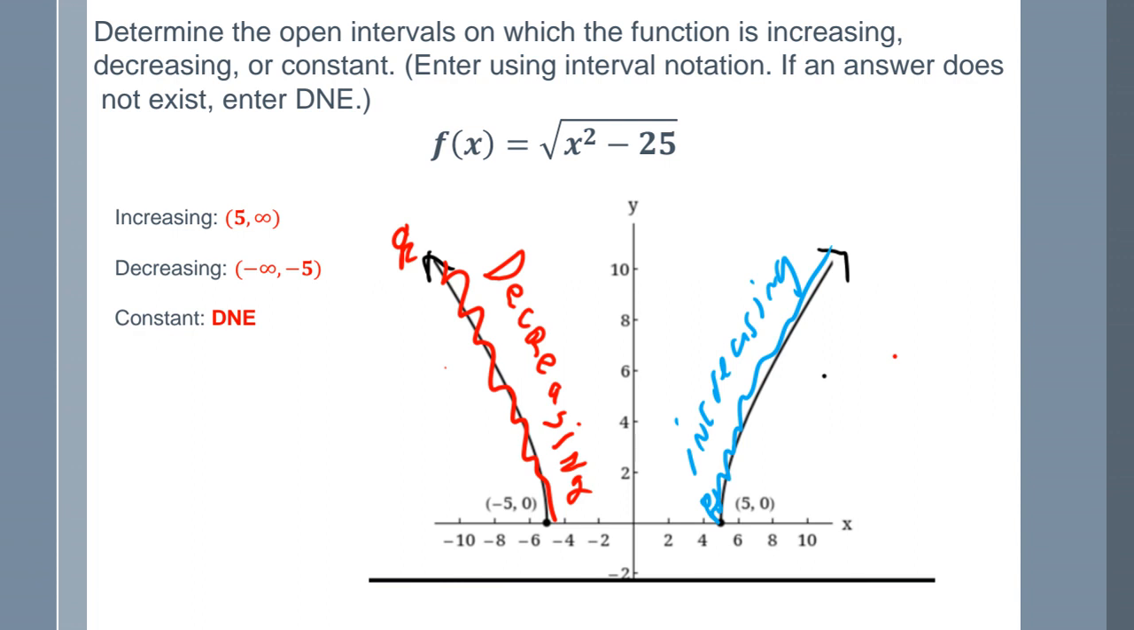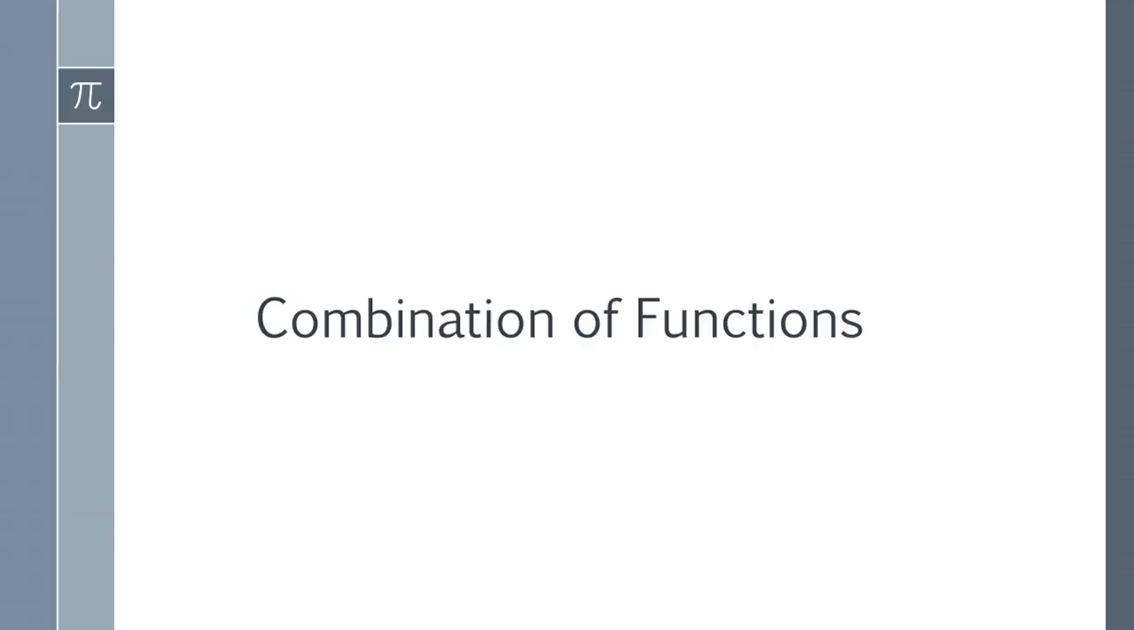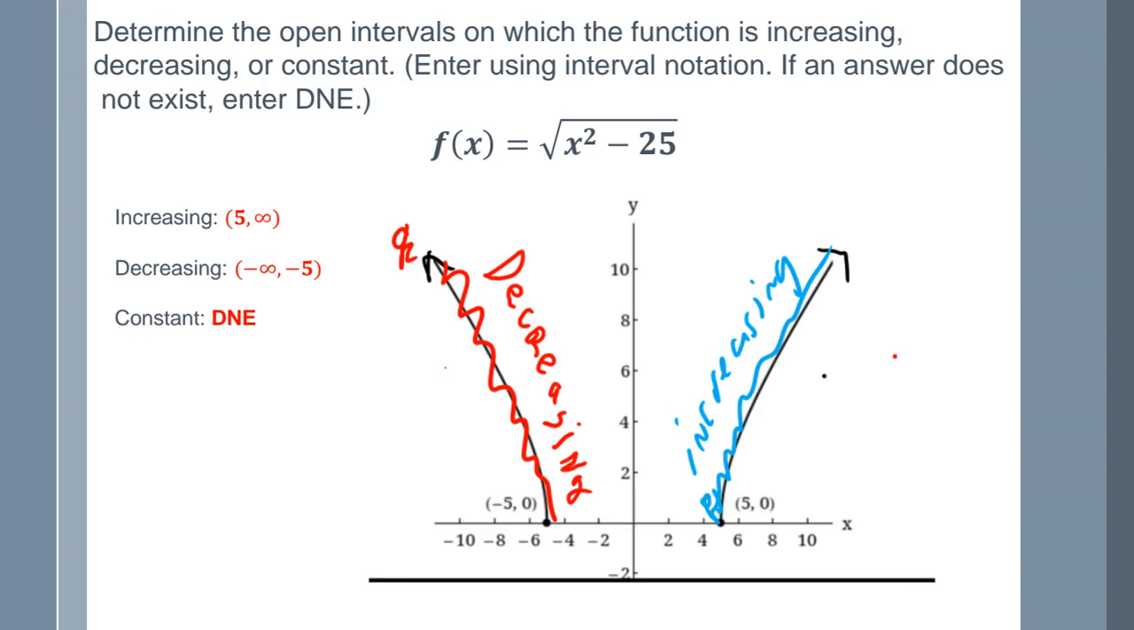Now, anytime you're working with increasing, decreasing, and constant, you're always going to use parentheses because we're looking at an interval, okay? So you don't use brackets. You only use brackets whenever you're dealing with domain, okay? So that was just some quick examples on increasing, decreasing.